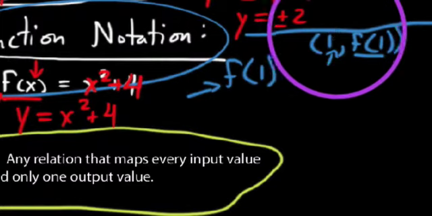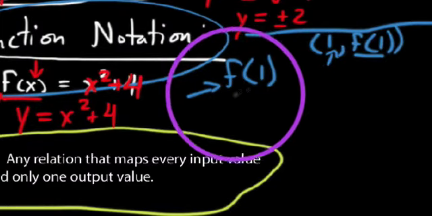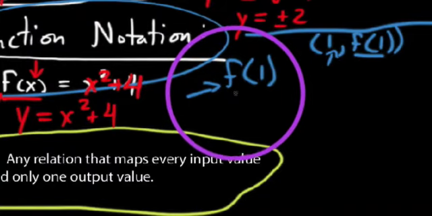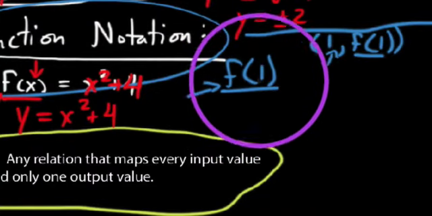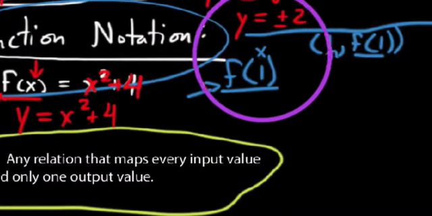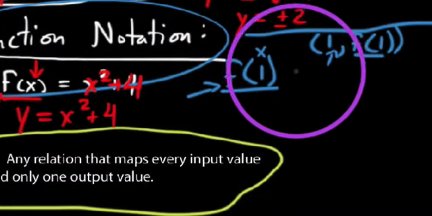This is not, however, the same thing as saying f. F is the name of the function. When we say f of 1, we're saying that is the value of the function when x is equal to 1. Okay? So now, kind of taking this a little bit further, we say f of 1.